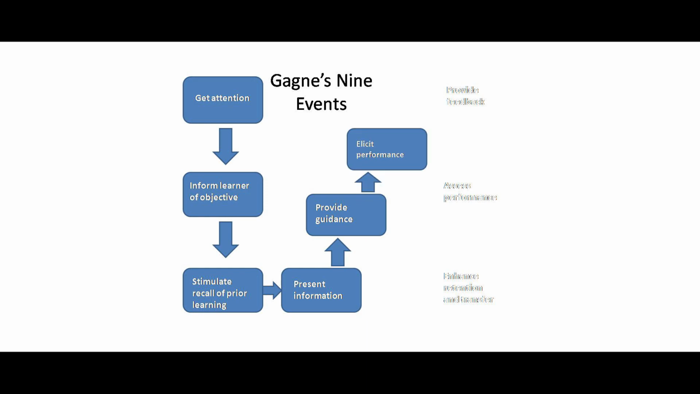The sixth point is eliciting the performance or practice. The action now turns to learners. In this event, the learner is required to practice the new skill or behavior. Eliciting performance provides an opportunity for learners to confirm their correct understanding, and the repetition further increases the likelihood of retention. The seventh point is providing feedback.